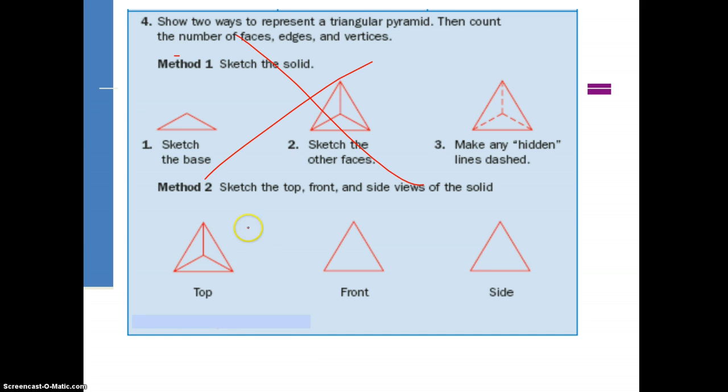What I do want you to do is figure out how to count the faces, edges, and vertices. This is the only reason why you would want to sketch it, because it can help you count the faces, edges, and vertices. So the faces are 1, 2, 3, 4. Edges are 1, 2, 3, 4, 5, 6. Vertices 1, 2, 3, 4.